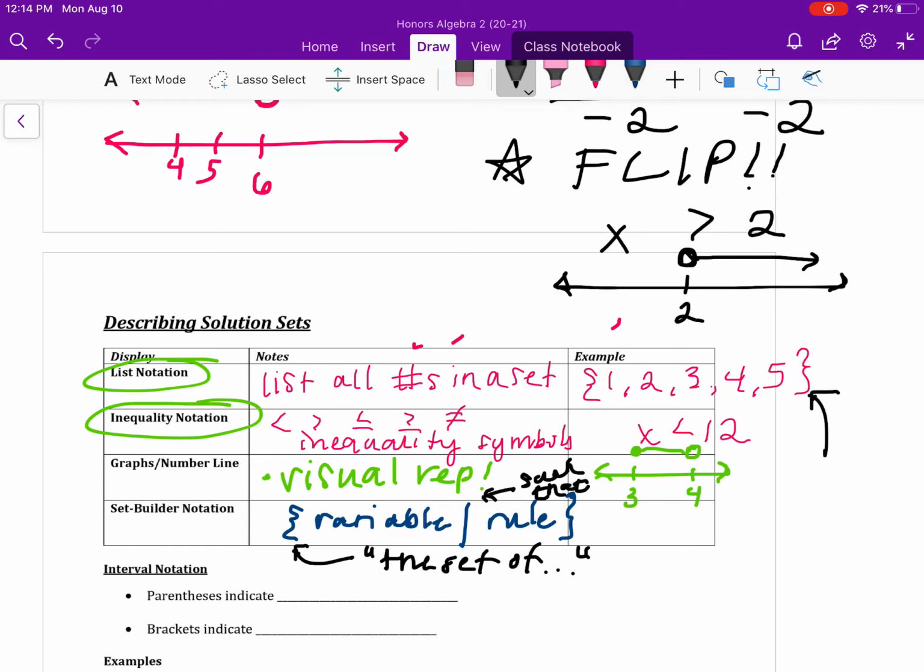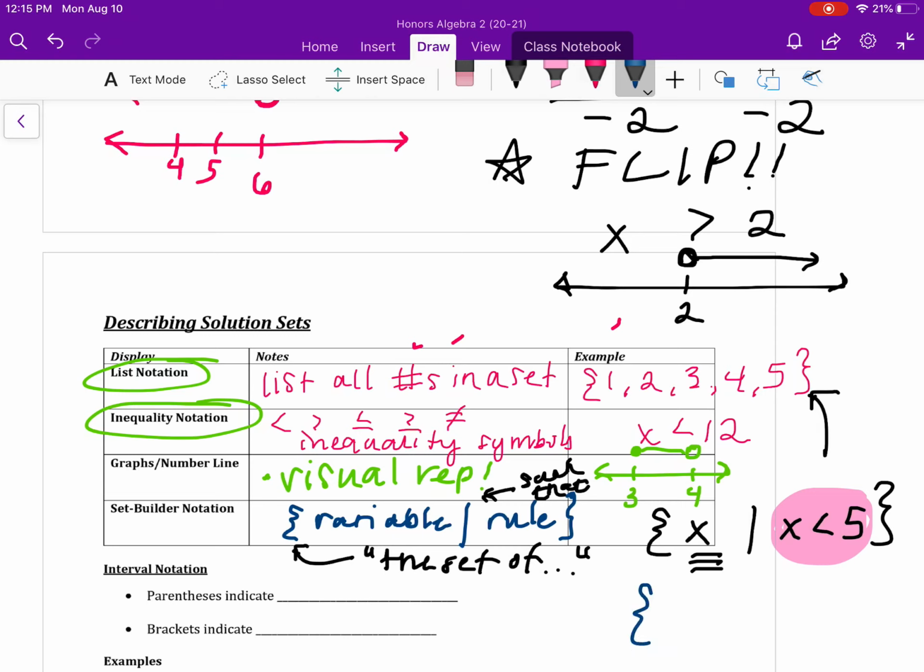Okay? So I'm going to give you an example and it's going to make a little bit more sense. The set of x's such that x is less than 5. That would be set builder notation. We're saying the set of all numbers x where x is less than 5. Now, you could easily write this in inequality notation, right? All you would have to write is this, which makes a lot more sense, but this is just called set builder.